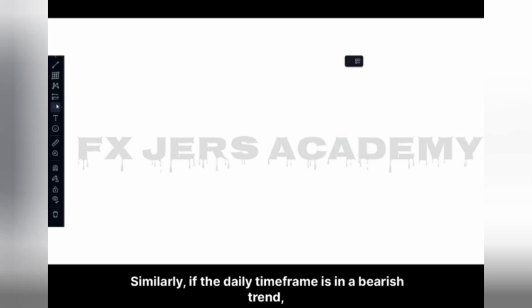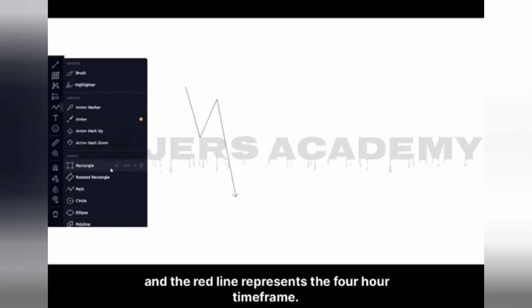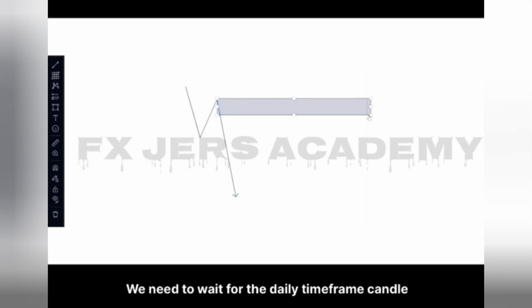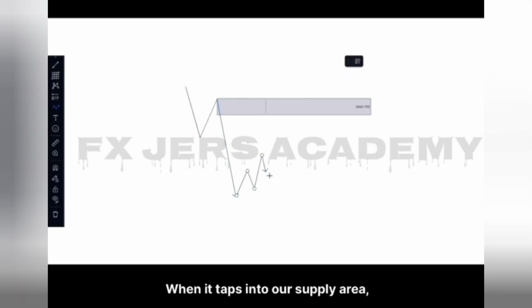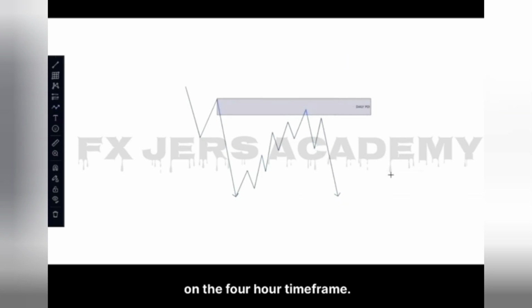Similarly, if the daily time frame is in a bearish trend, imagine that the blue line represents the daily trend and the red line represents the 4-hour time frame. We need to wait for the daily time frame candle to come back to our supply area. When it taps into our supply area, we then wait for a break of structure on the 4-hour time frame.